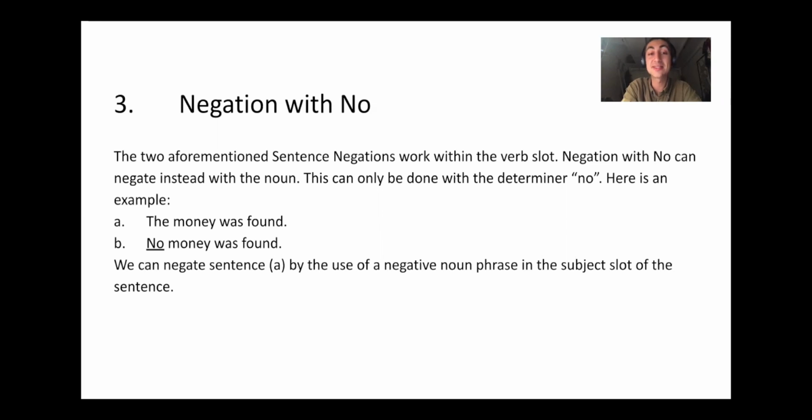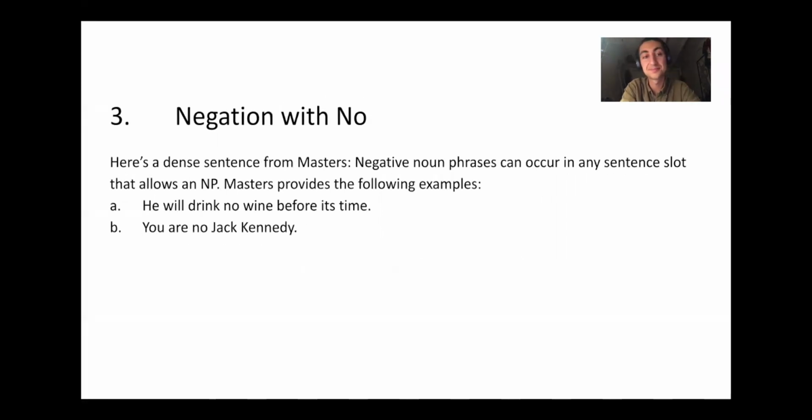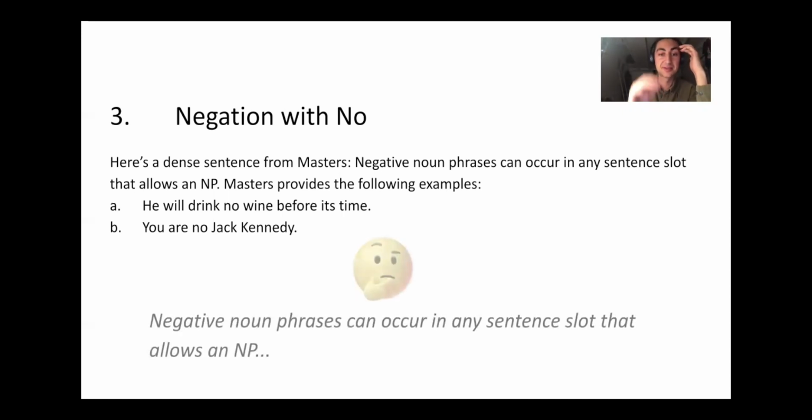We can negate sentence A by the use of a negative noun phrase in the subject slot of the sentence. Yes, okay. Here's a dense sentence from Masters. I'm still chewing on this, so I think we will all be chewing on this, and maybe this will make more sense to you, but I've been chewing on it. Ready? Negative noun phrases can occur in any sentence slot that allows for an NP. This is a pretty sweeping statement that Masters makes.